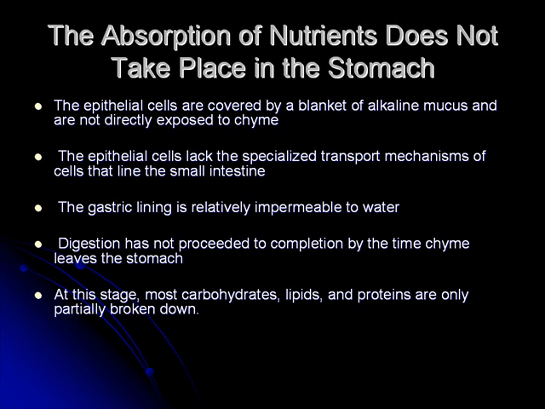The epithelial cells are covered by a blanket of alkaline mucus and are not directly exposed to the chyme. Now, the alkaline mucus is important because, remember, hydrochloric acid is produced inside the stomach. Without the alkaline mucus to neutralize the acid, the underlying lining of the stomach would be eroded. The epithelial cells lack specialized transport mechanisms like those in the cells that line the small intestines. So, the gastric lining is relatively impermeable to water. Digestion has not proceeded to completion by the time the chyme leaves the stomach.